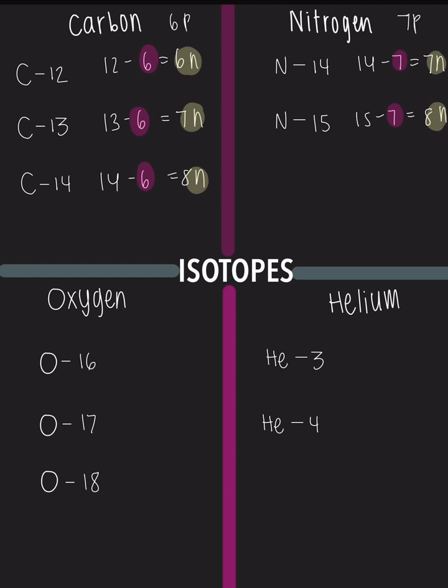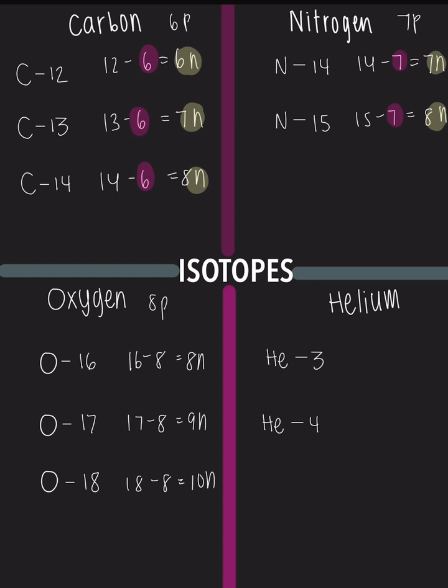So now let's go to another example. Let's do oxygen and helium, just for you to really get it. You can actually pause the video and see if you got it in your brain. Okay, I'm assuming you paused. So again, oxygen, you go to the periodic table and you're going to see that oxygen has 8 protons. So 16 minus 8 is equal to 8, so it's going to be 8 neutrons. 17 minus 8 equals 9 neutrons. 18 minus 8 is equal to 10 neutrons.